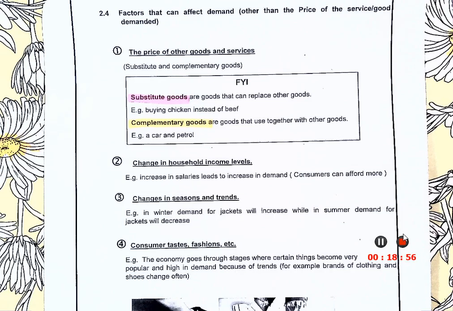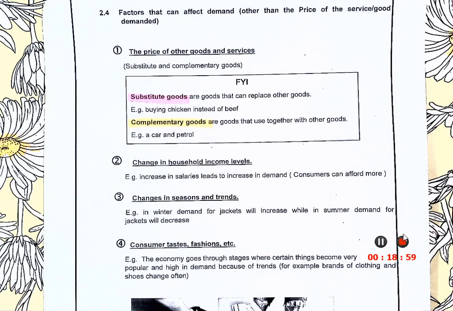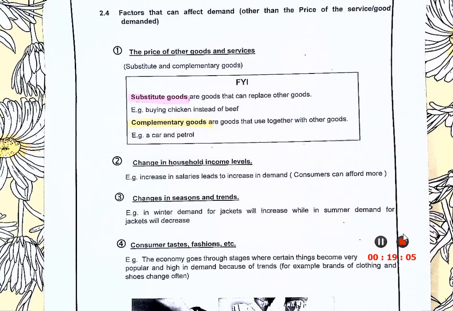So, we already got our main reason for the change in demand is the price of the good and service. But we also got other things. So the price of other goods and services, and now we make sure we understand what is complementary and substitute. What does those words mean?